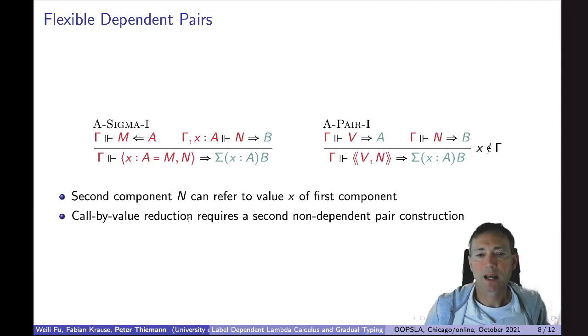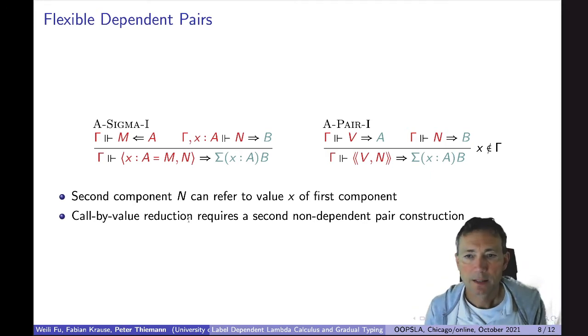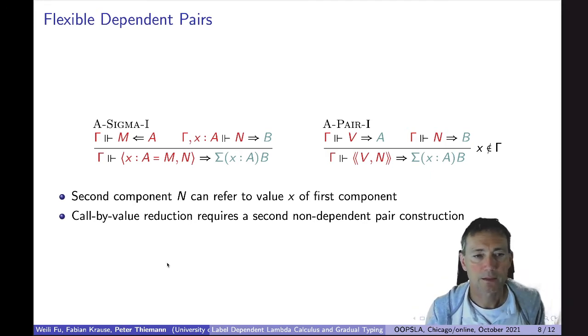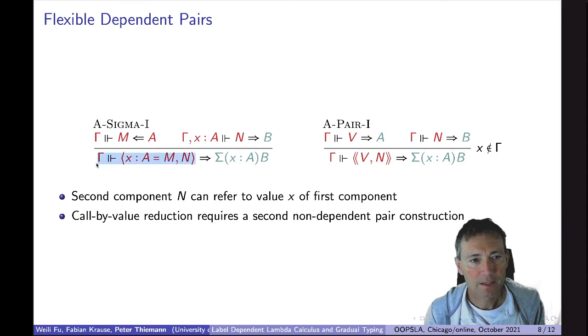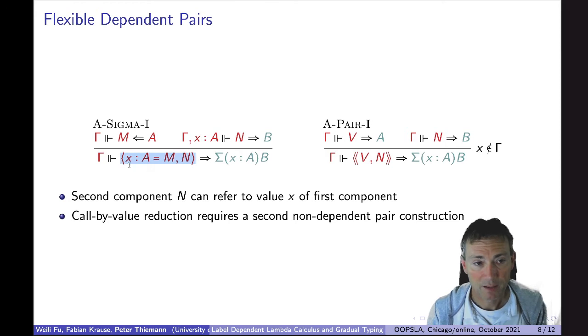Okay, let's dive right into the first highlight. The first highlight is what I call flexible dependent pairs. Here we've got the term former for a dependent pair. It says the value of the first component is named X. It's the value of M, and X can be used inside of N, as you can clearly see up here. So X is available for use in the second component.